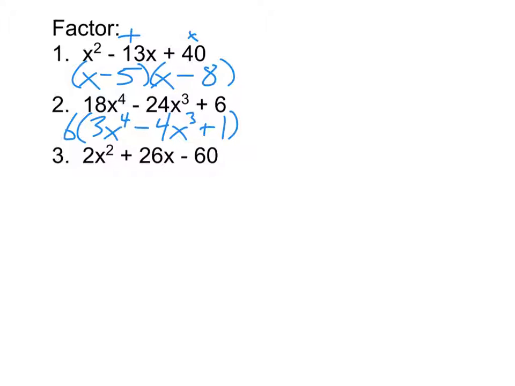Now number 3 is actually a combination of those two. Number 3 might have gotten you stumped at first. But that's because of the 2 in front of the x squared. If there's a number in front of x squared, I cannot simply say what adds to the middle number and multiplies to the last number. But I can actually get rid of the 2 in this one. Because you notice every term is divisible by 2. So I'm going to do that first. I'm going to factor a 2 out of that equation.